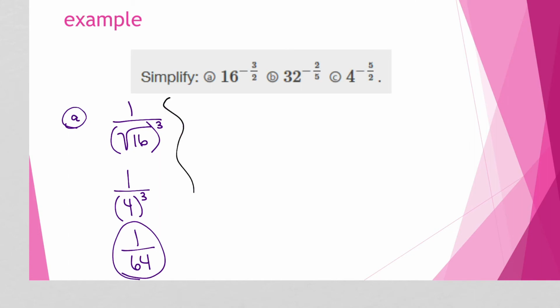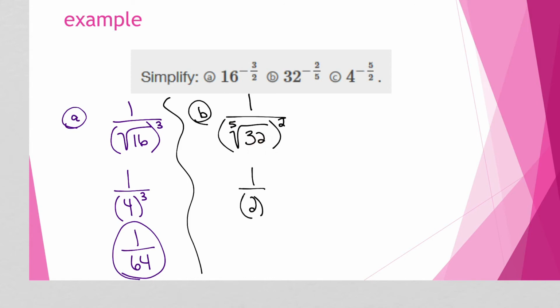All right, let's look at B. So we've got, again, the negative means that it doesn't like its location, so it's going to be 1 over. We want the 5th root of 32, and then we want that answer raised to the 2nd power. So the 5th root of 32 is 2. So I've got 1 over 2, but that's going to be squared, so that means I have 1 over 4.